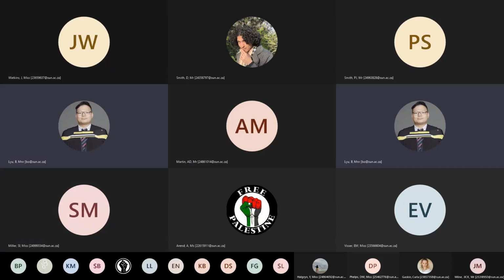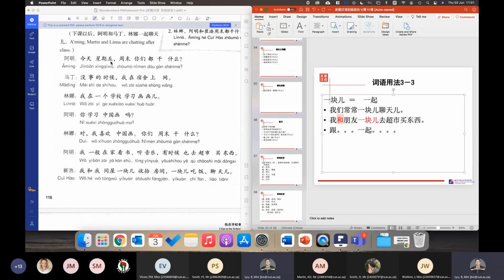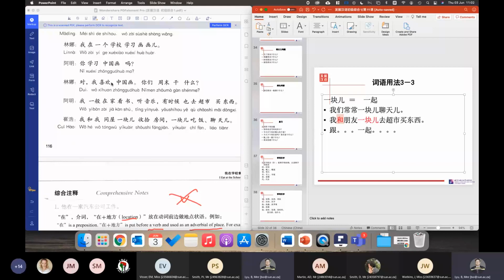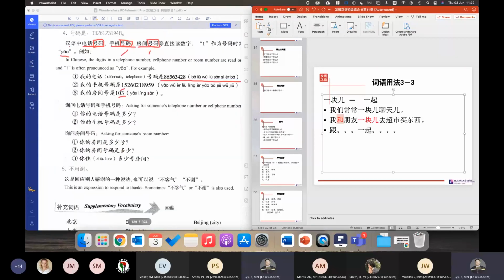星期五，周末你们都干什么？没事的时候，我在宿舍上网。我在一个学校学习画画。你学习中国话吗？对，我喜欢中国话。你们周末干什么？我一般在家看书、听音乐，有时候也去超市买东西。我和我同屋一块儿收拾房间，一块儿吃饭聊天儿。Right, that's it.